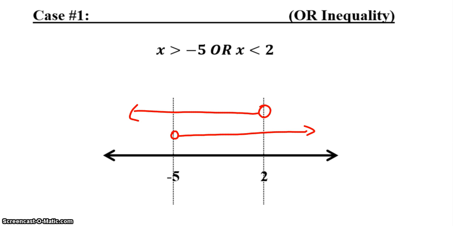This OR inequality covers the entire number line, because it does overlap, but it's still true if just one is true. So if an OR inequality overlaps, the final answer is all real numbers. That's our first special case.